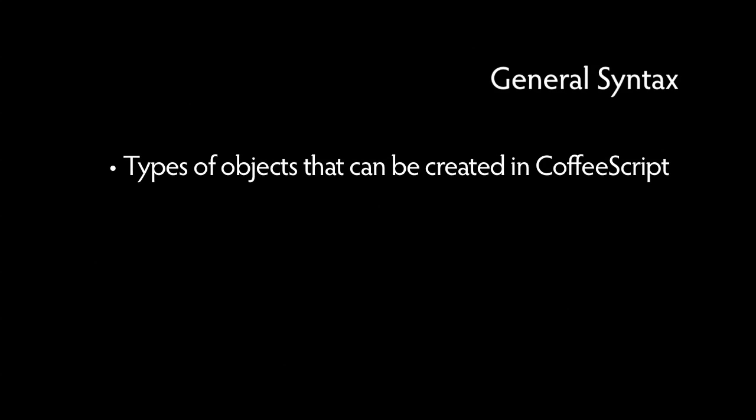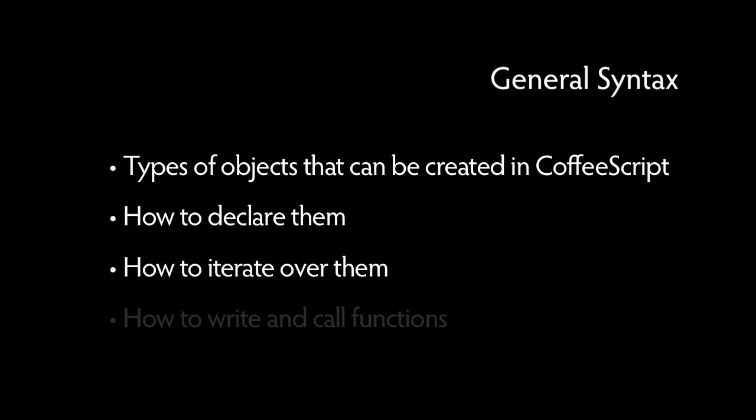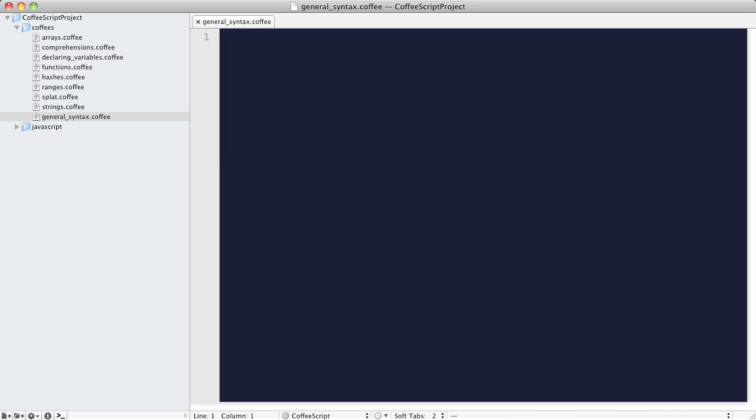So far, we've covered the basics, the types of objects that can be created in CoffeeScript, how to declare them, iterate over them, and how to write and call functions. But CoffeeScript offers more syntactic sugar in the general language. You can write code that looks like it's written in English.